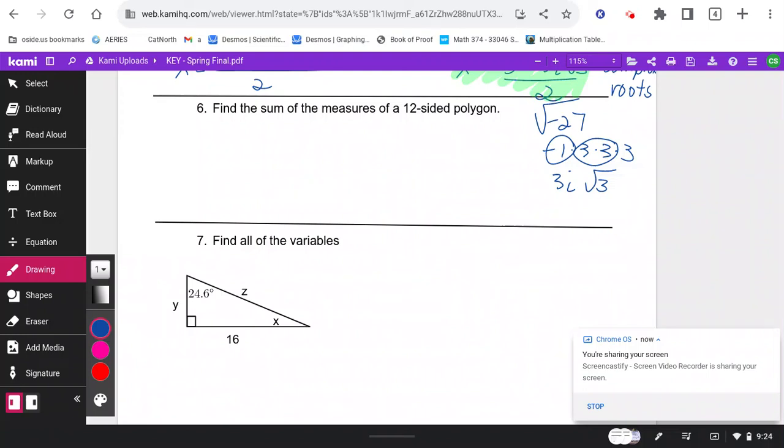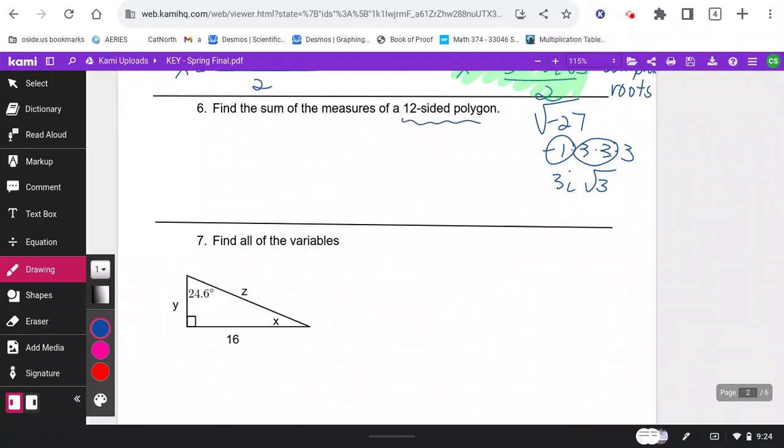Okay, so for number 6, there's going to be one of these on your test where you have to know what we set that equation equal to when it's a 12-sided polygon. And so we need to remember that little tiny formula. If you recall, we did a whole bunch of shapes of a polygon. We did a triangle, 4-sided quadrilateral, 5-sided pentagon, and then a 6-sided.